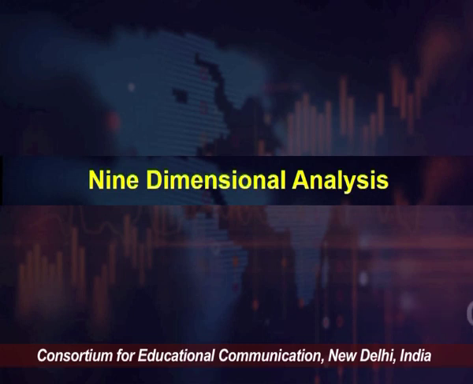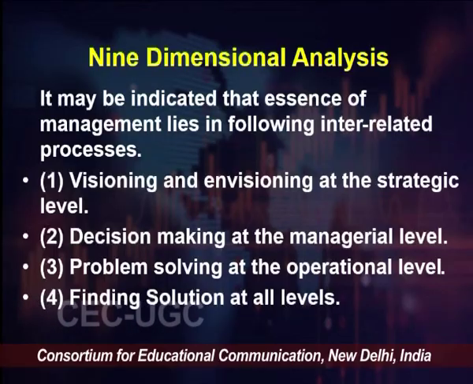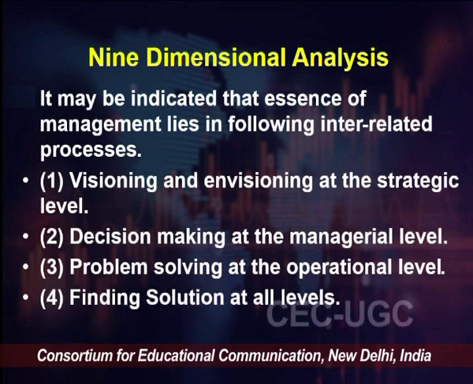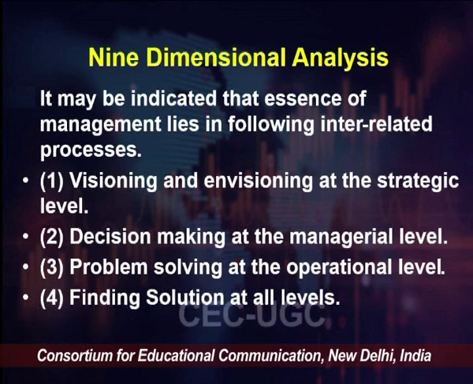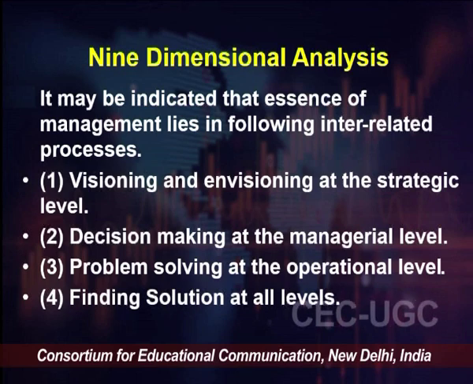Now here we gave you two different ideas representing two different dimensions of analyzing the decision styles. Based on this, there is a 9-dimensional analysis which can be discussed here as a part of Indian ethos in management, where we talk about combining or synthesizing Western ideas with the Eastern awakening. So it may be indicated that the essence of management lies in these interrelated processes. The first can be visioning and envisioning at the strategic level. Second is decision making at the managerial level, third is problem solving at the operational level, and fourth is finding solutions at all levels.